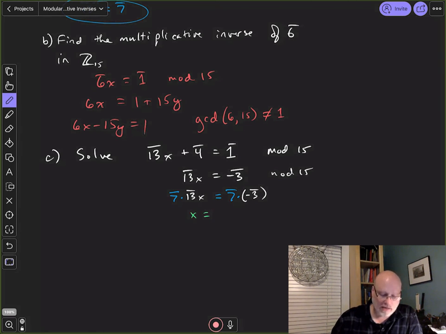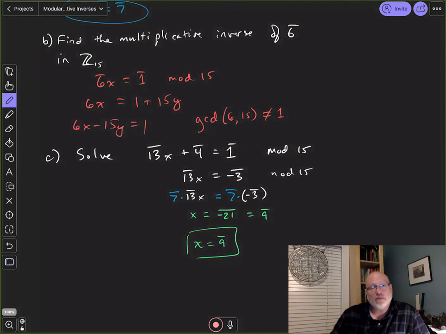On the right-hand side, using the property that we looked at in a previous video, I can just multiply 7 times negative 3, and I get negative 21 bar, which is an acceptable answer. But if we bring it back to the remainders of 15, the modulus 15, then this comes out to be 9 bar. And so the solution to this particular equation is 9 bar. Notice we never left the modular world this time. We didn't have to pull in the equation of ordinary integers. So I hope that helps make some sense of multiplicative inverses.